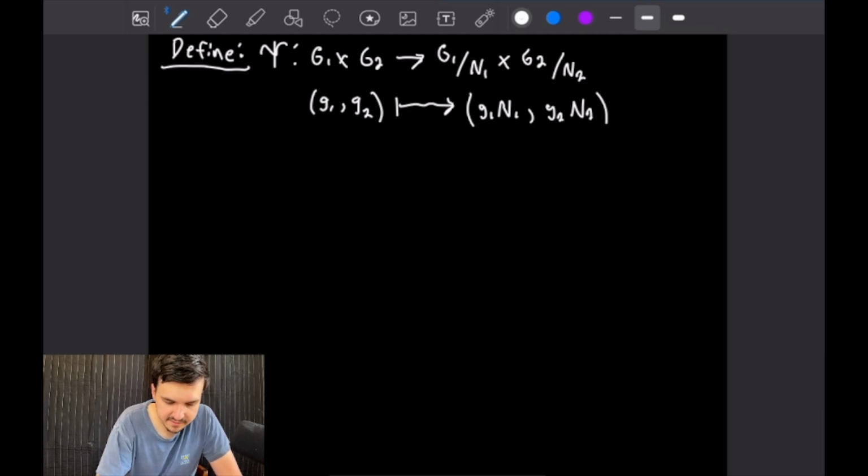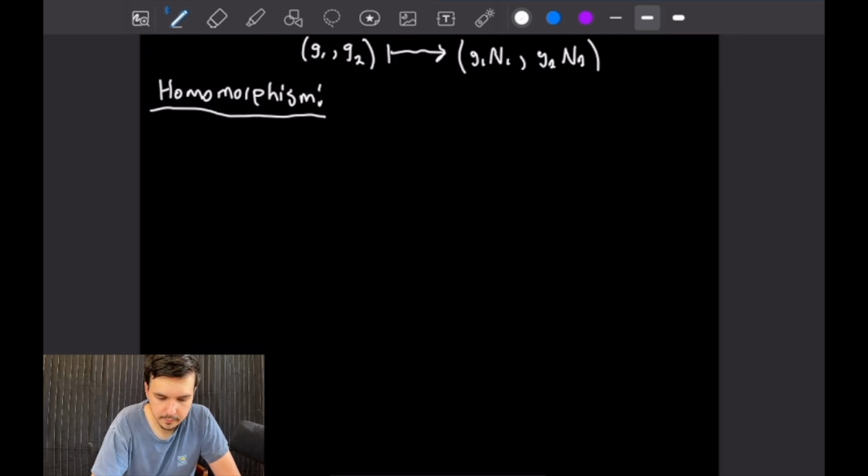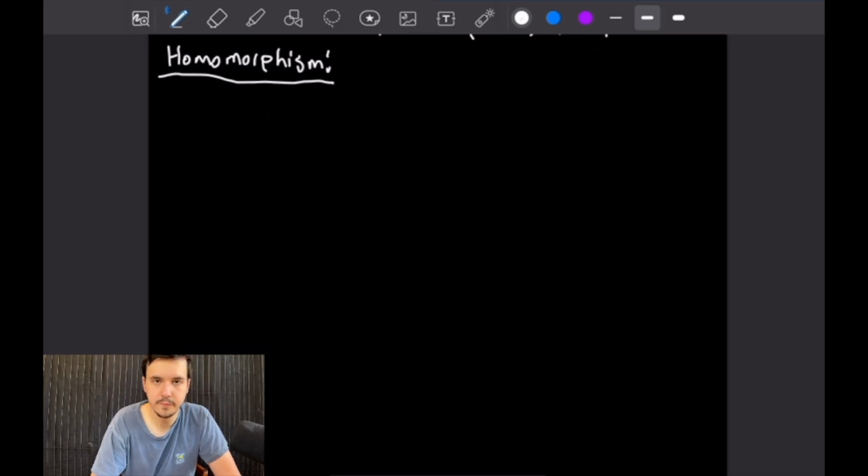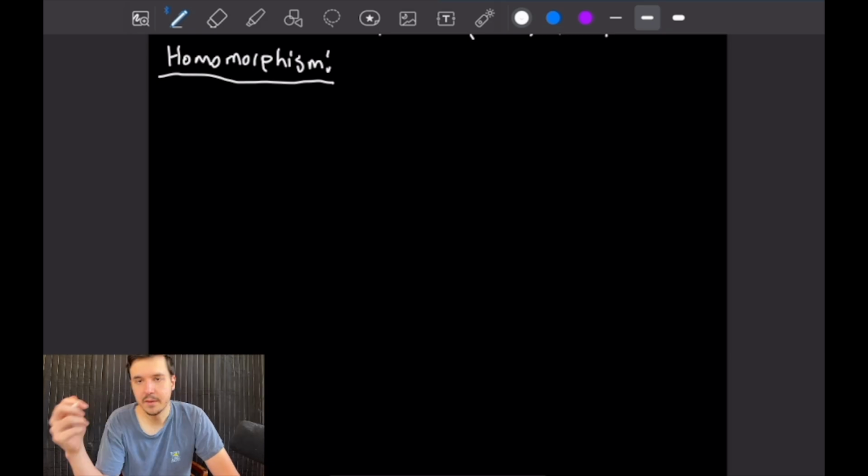Great. So now we want to consider, is this function a homomorphism? And to do that, let's take two arbitrary elements of our group G1 cross G2. Then we want to apply psi to the product of them and see what we get.